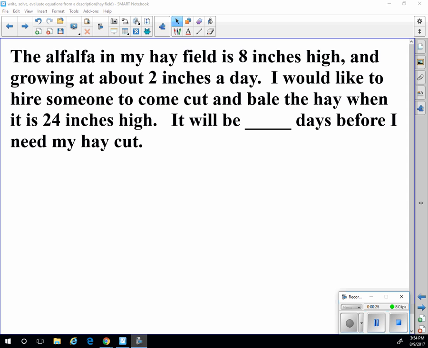So the alfalfa in my hayfield is 8 inches high and growing at a rate of about 2 inches a day. I would like to hire someone to cut and bale my hay when it is 24 inches high. It will be how many days before I need my hay cut?